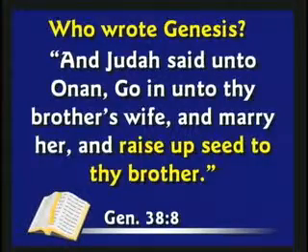These are the generations of. You can read the Defender's Bible by Henry Morris, or his book about Genesis, about this. We'll try to go through this quickly. In Genesis chapter 38, we are told, Judah said to Onan, go into thy brother's wife and marry her and raise up seed to thy brother. And he decided not to, and God killed him.